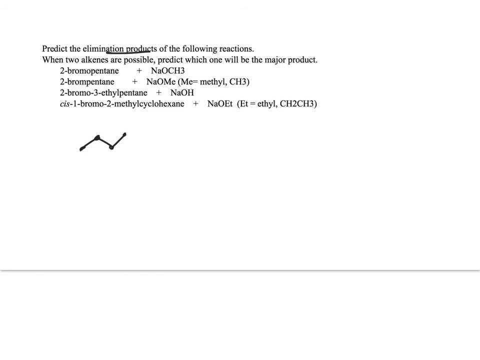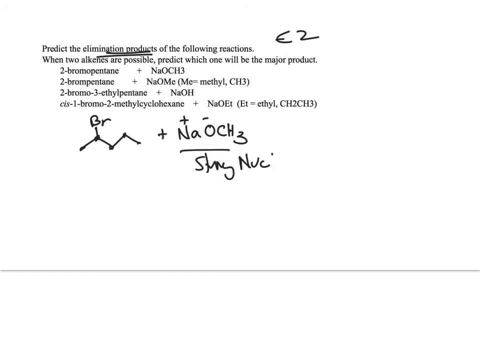Pentane, 1, 2, 3, 4, 5. 2-bromopentane plus sodium methoxide. Okay, elimination products. This has to be an E2. This is a strong base. This is a strong nucleophile. And you have a secondary alkyl halide.